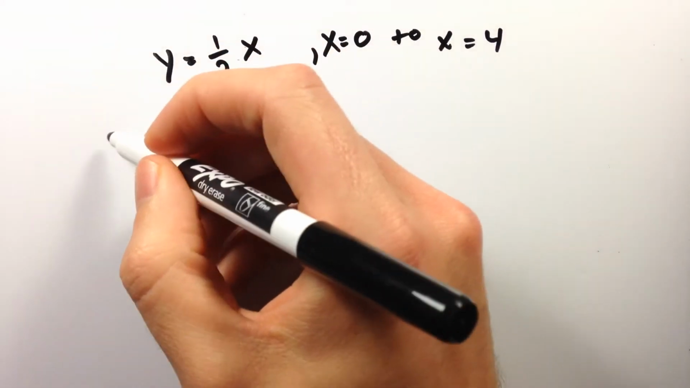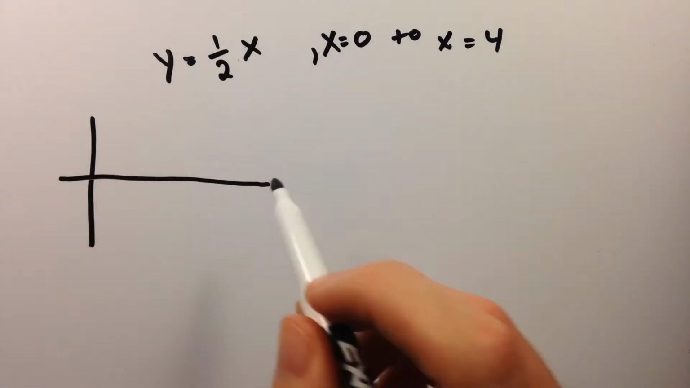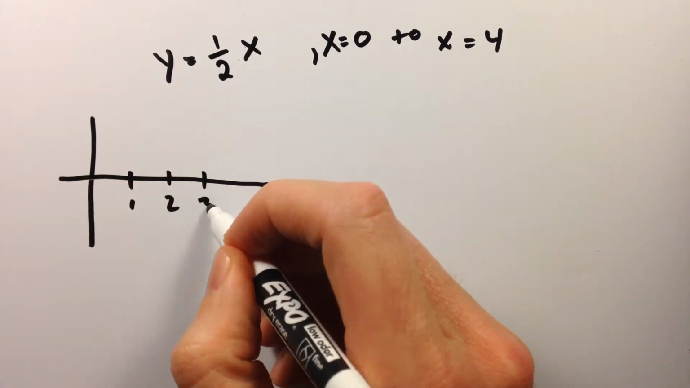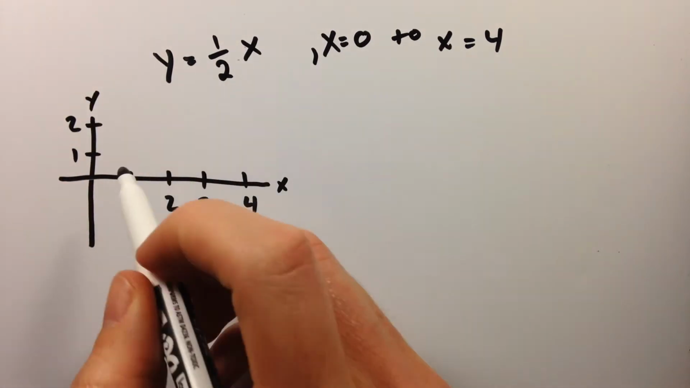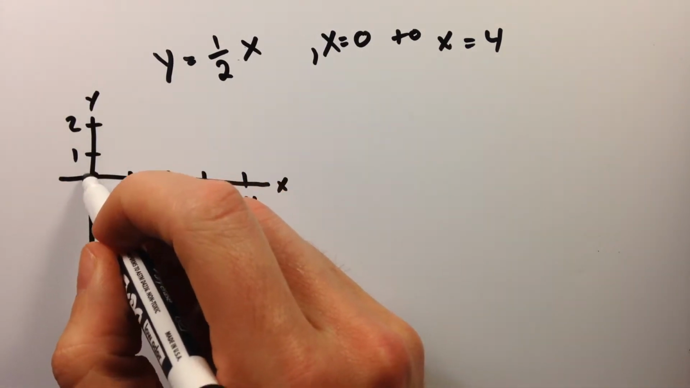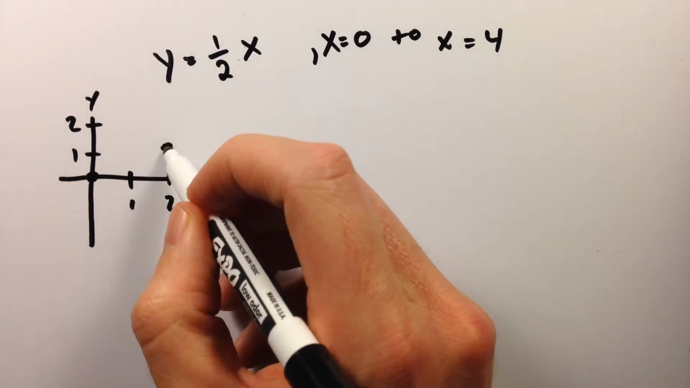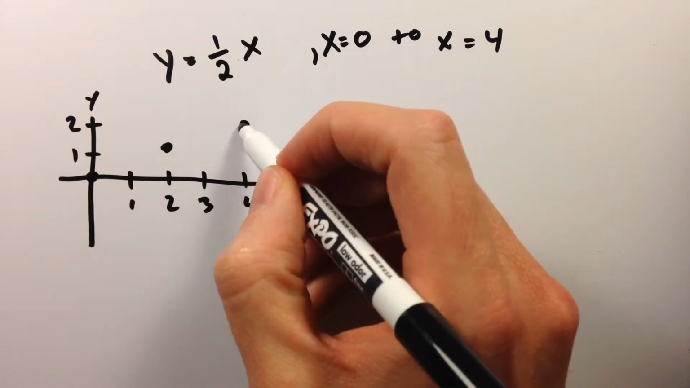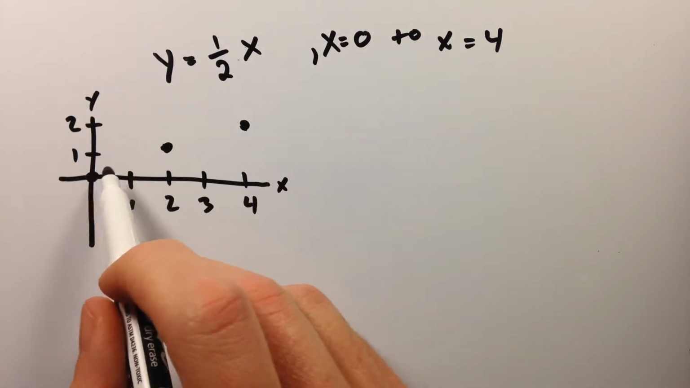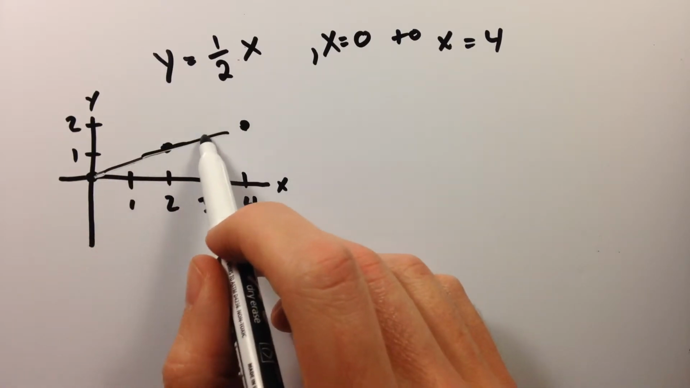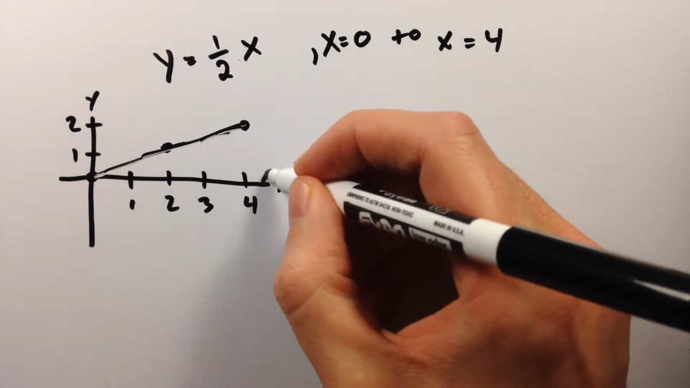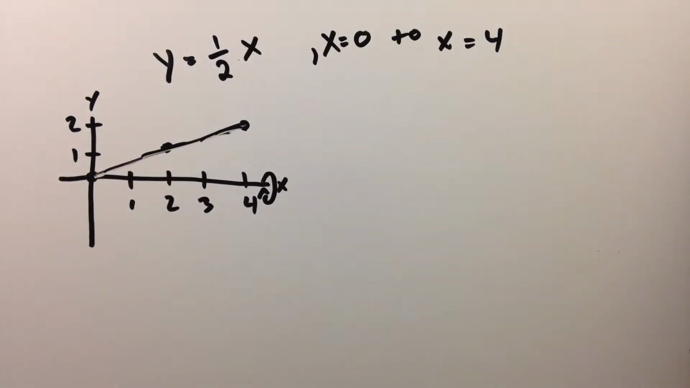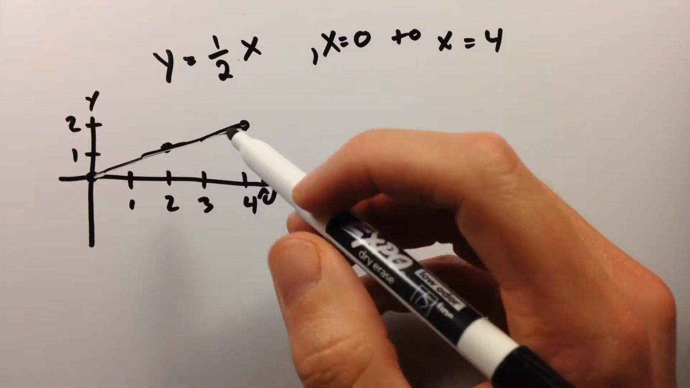So if I'm going to graph this function here, I draw the x, y-axis here. 1, 2, 3, 4. And our function has points at 0, 0 at the origin, 2, 1, and 4, 2. So I can connect this and make a line. Our goal is to revolve that about the x-axis. That would give us a cone.